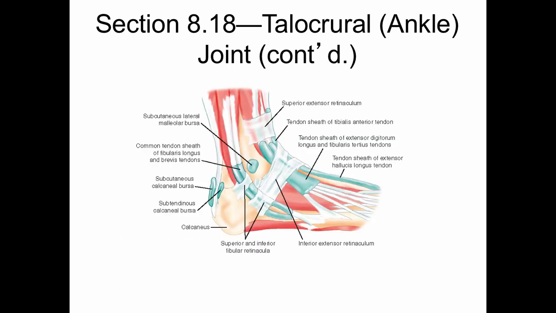This figure shows most of the bursa, retinacula, and tendon sheaths of the ankle joint region. The retinacula hold down the tendons that cross the ankle joint, preventing the tendon action called bowstringing. Tendon sheaths found around most tendons that cross the ankle joint minimize friction between the tendons and the underlying bony structures.